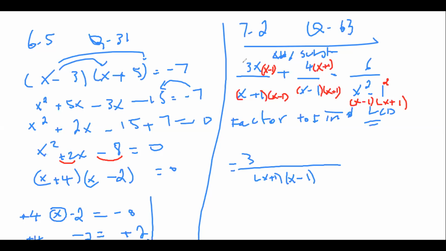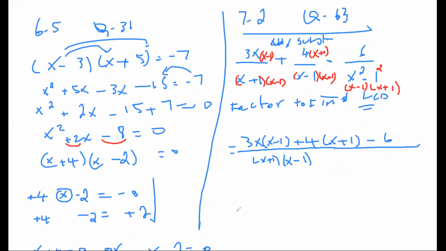So I'm going to take it. So 3x, x minus 1, plus this top 4, x plus 1. That's right. And minus 6. Very good. So we need to simplify this a little bit, just like we saw earlier with the numbers. We need to simplify this.